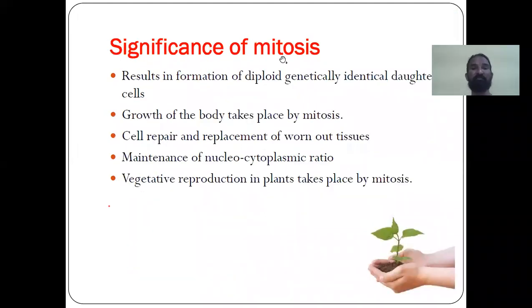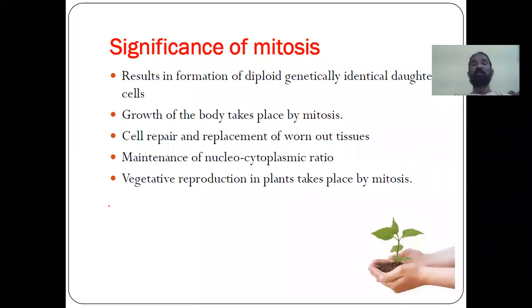Now we come to its significance. Mitosis results in the formation of diploid, genetically identical daughter cells. For example, if any injury takes place in our body and the skin ruptures, the skin cells produce new skin cells, and those new skin cells also have the diploid status of chromosomes.